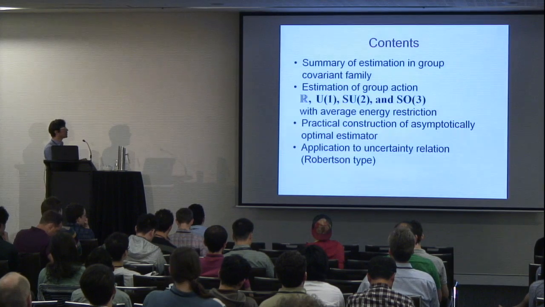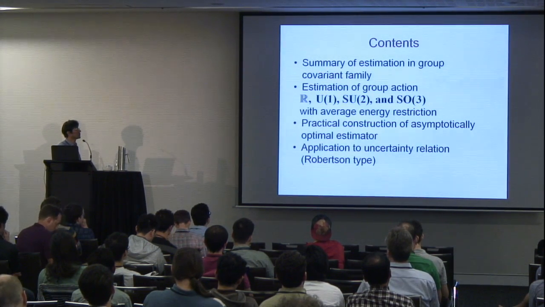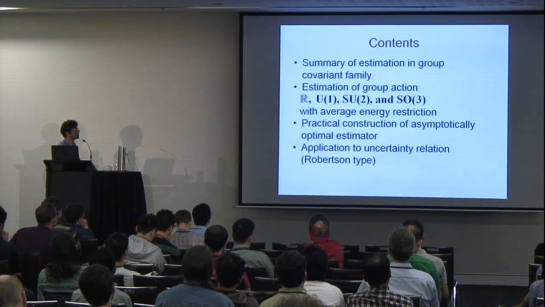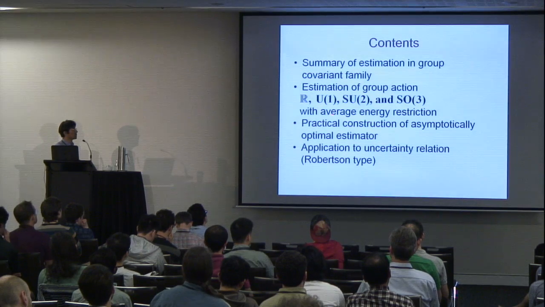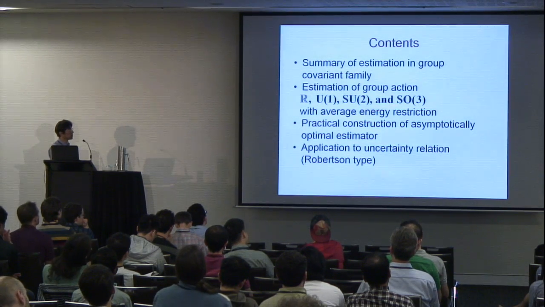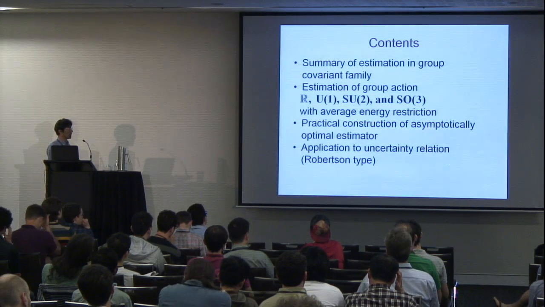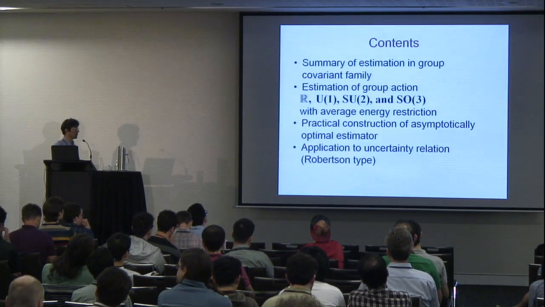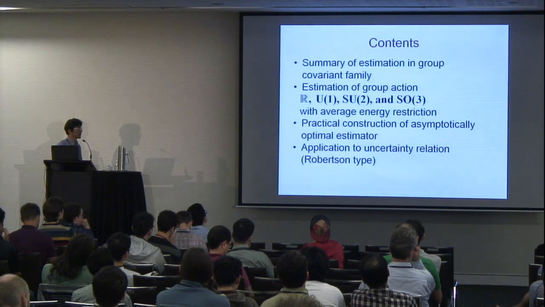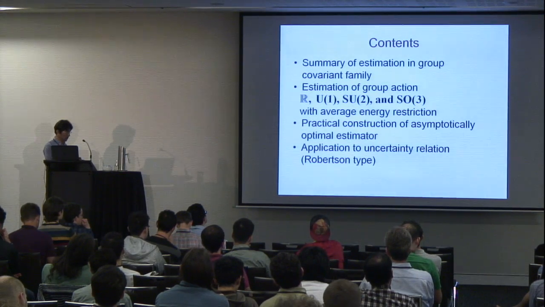So this is the contents. Firstly, we give a brief summary of estimation in the group covariant case, and we formulate the estimation of group action with average energy restriction, and we give the practical construction of an asymptotically optimal estimator. And also, if we have time, we apply it to the energy uncertainty relation of Robertson type.